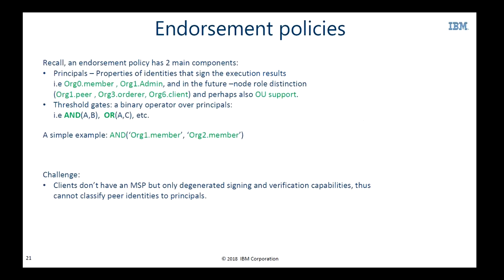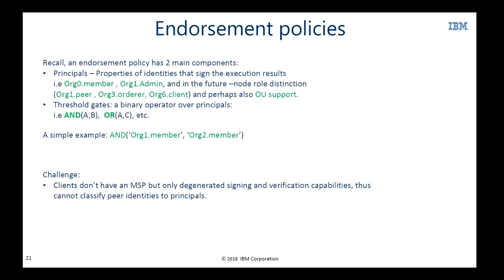So I would like to go on in the presentation. I'm going to talk briefly now about endorsement policies. So recall, what is an endorsement policy? It has two components: principals and something called threshold gates. Principals are basically properties that an identity satisfies. For example, if an identity is a member of an organization org0, then it is a principal. An identity might also be an admin of that organization.